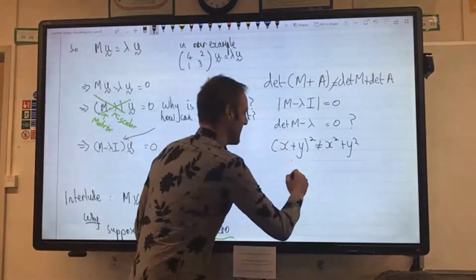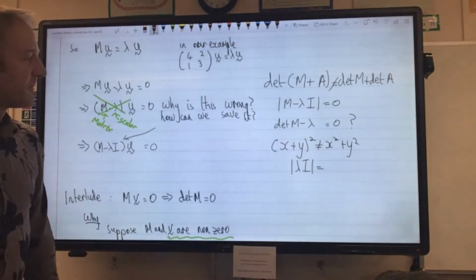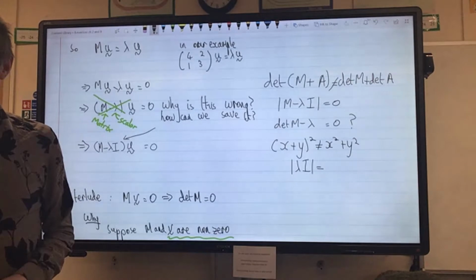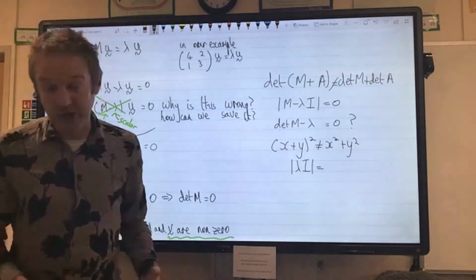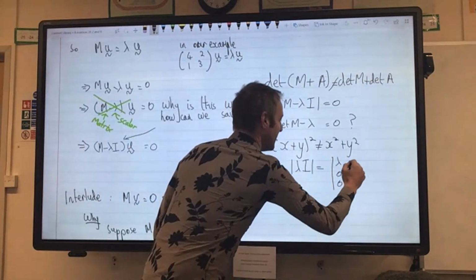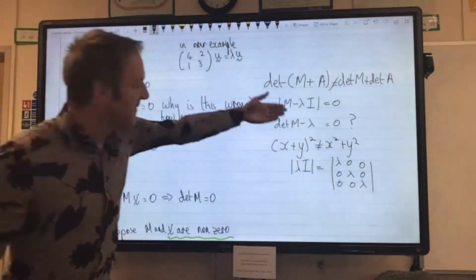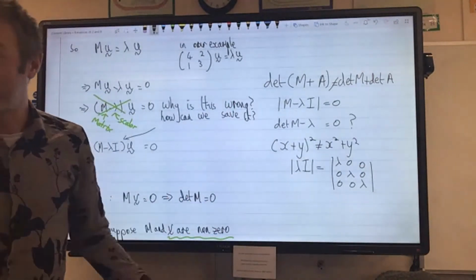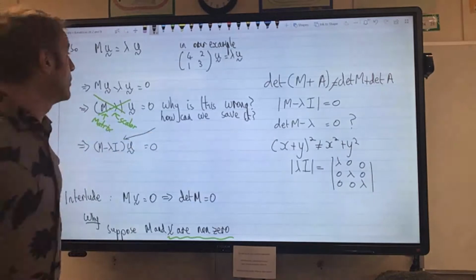Actually, can anyone answer this? What is the determinant of lambda I in any case? It's not lambda. Anyone? What would it be? In general, it's lambda squared for a 2 by 2 matrix. It's lambda cubed for a 3 by 3 matrix. For example, what is the determinant of this 3 by 3? Well, if I divide each row by lambda, that means I've divided the determinant by lambda cubed, as we were looking at yesterday. So the determinant of lambda I isn't lambda anyway. It's lambda squared or lambda cubed or whatever order matrix you've got.